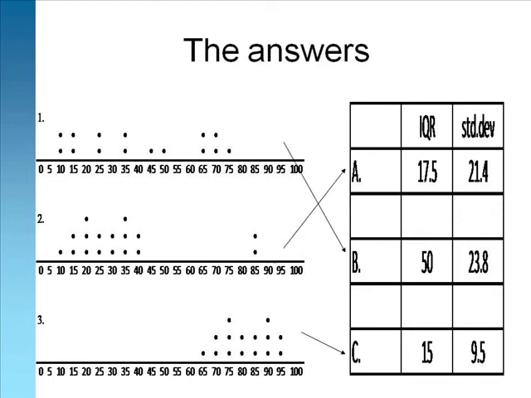Here are the answers. Number 1 has the most spread. The middle half of the data stretches from about 15 to 65. In number 2, the standard deviation is larger than the IQR. It is affected by the 2 outliers, 85. Number 3 has the smallest spread.